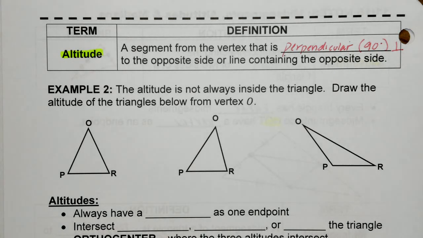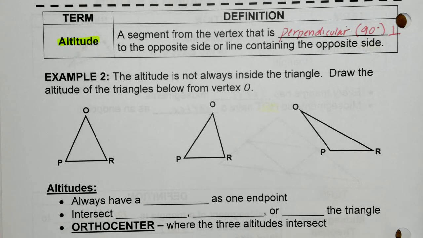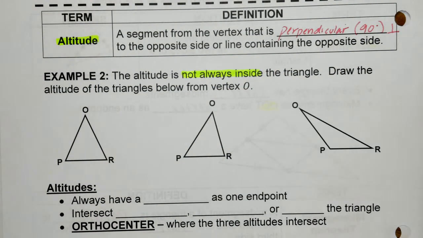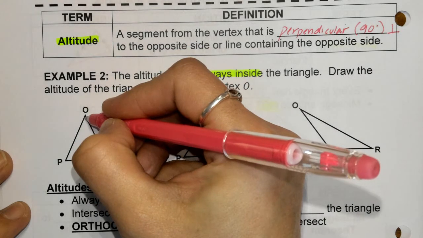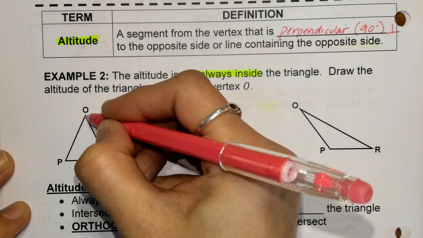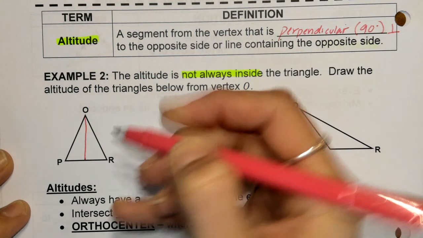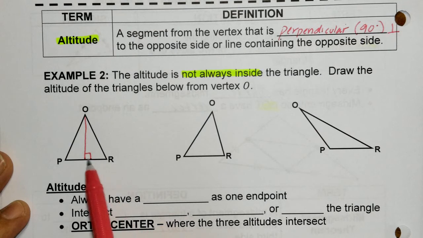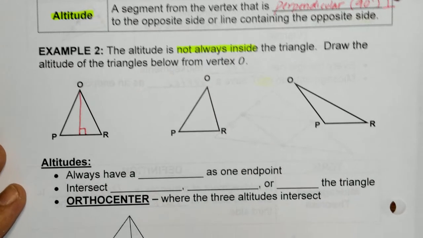side. So we talked about how sides and angles of a triangle are across from each other. So what we're going to do in this first thing is we're going to notice that the altitude is not always inside the triangle, okay? So we're going to draw the altitude from vertex O. So we're going to start up here at vertex O, and we're going to go straight down as perpendicular as we can, and it's going to form a 90-degree angle. This 90-degree angle is going to be one of the most important things about altitude. Okay, we'll see that in a minute.